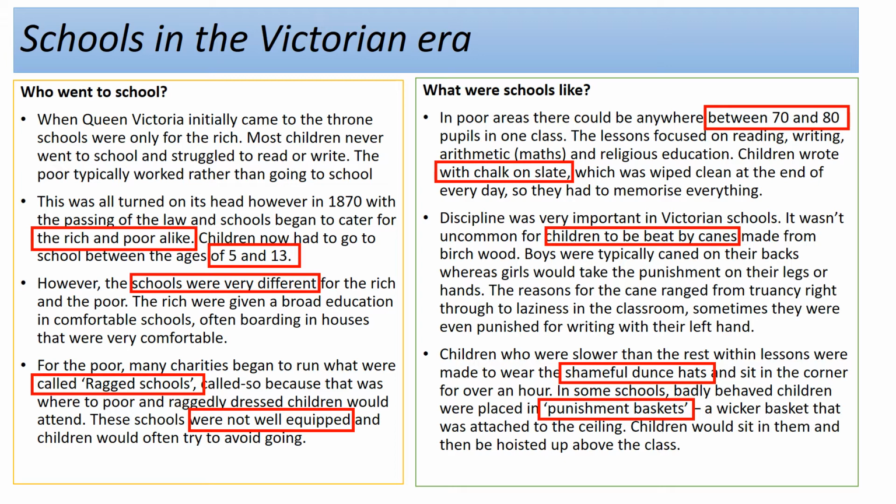One other huge difference between schools then and now was discipline. So as it tells us there, children were often beaten with canes, they were humiliated by teachers for a range of different things, sometimes having to wear hats with the letter D on that were known as dunce hats, or sometimes even placed in punishment baskets.